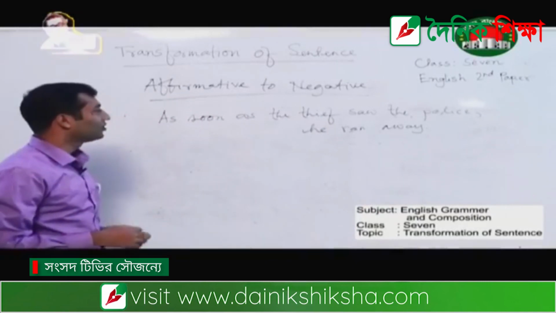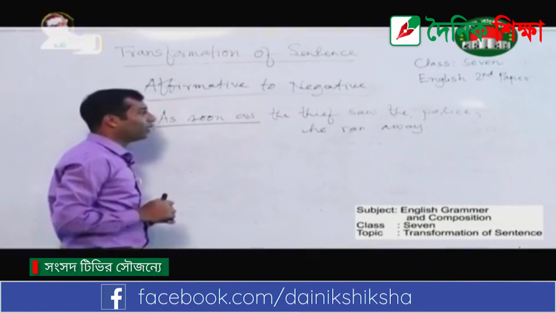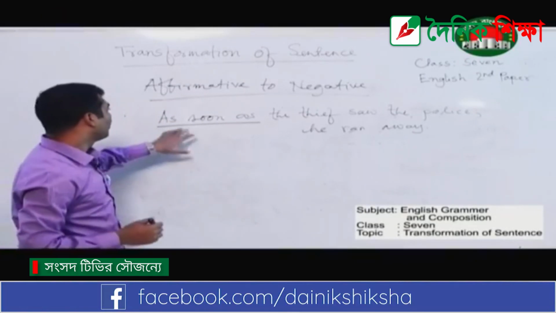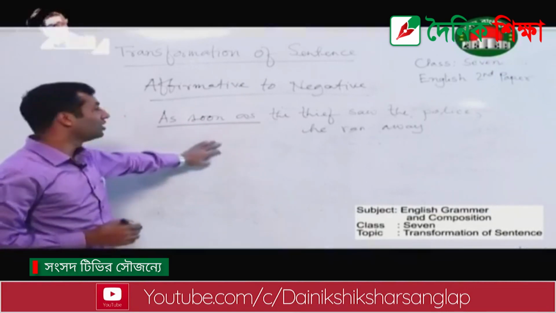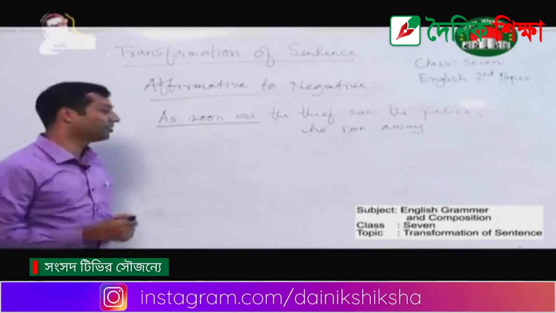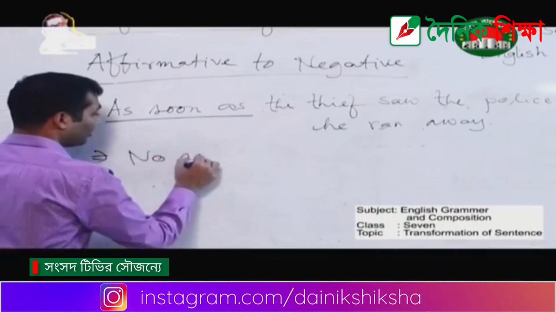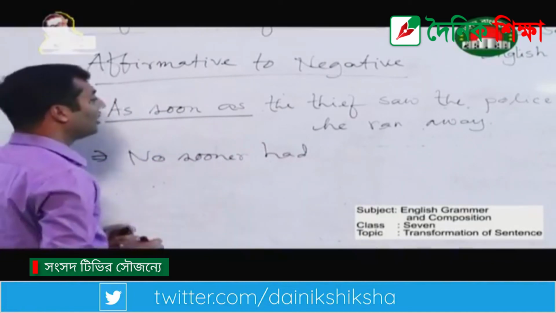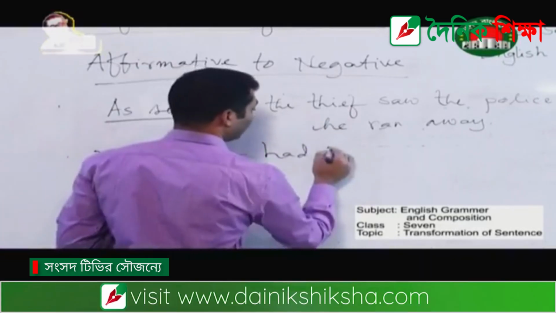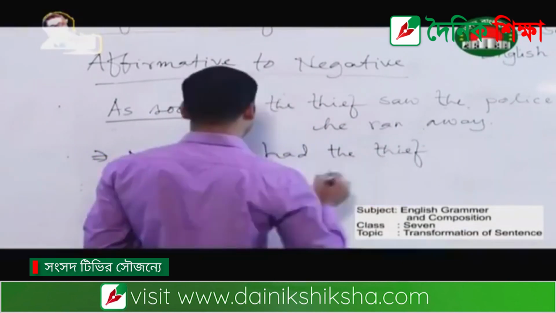So when you see the phrase as soon as in an affirmative sentence, if you want to make it negative, then you have to use no sooner had. How can you do it? So use no sooner had at first. Then you have to use the subject, the thief. No sooner had the thief, then the past participle form of the verb.